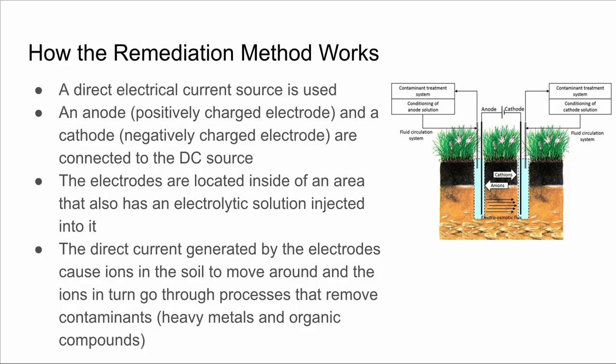Basically, what happens in our process is that an outside DC power source is connected to an anode and a cathode that each sit inside of a well that sit opposite each other. An electrolytic solution is then injected into the wells. We'll talk more about how the solution exactly works later. When the electrodes generate direct current, it makes the ions in the soil move around, and the ions will cooperate in such a way that removes the desired contaminants, which are usually heavy metals and/or organic compounds.